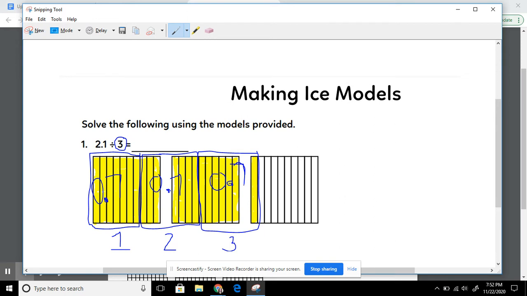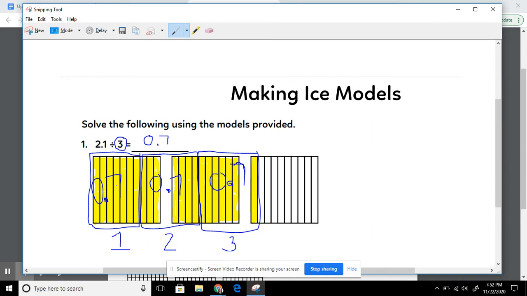You can also look at it as 21 tenths. We have 21 sticks. Those sticks are tenths. So 21 tenths divided by 3 is 7 tenths. So there's your answer for the first one, okay? We took our 21 tenths, or our 2 1/10, and we divided them up into 3 groups. And within these 3 groups, there are 7 tenths.